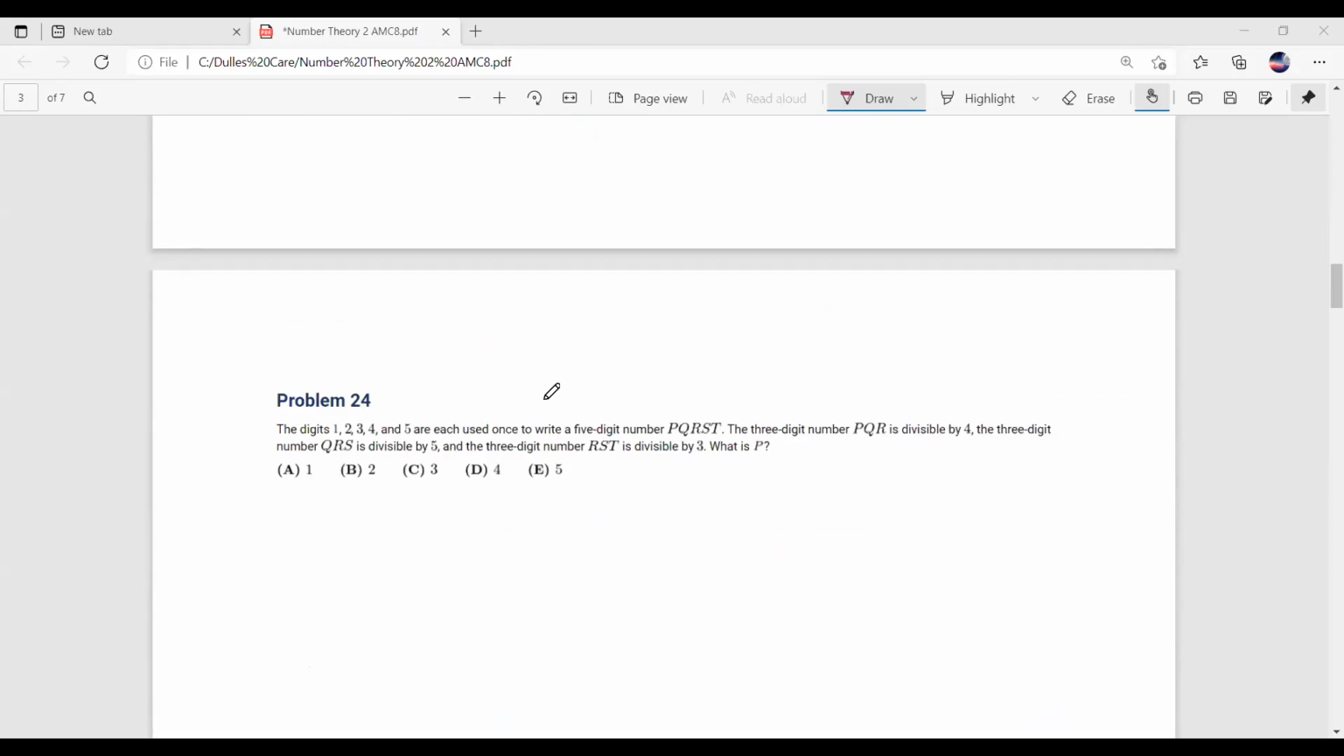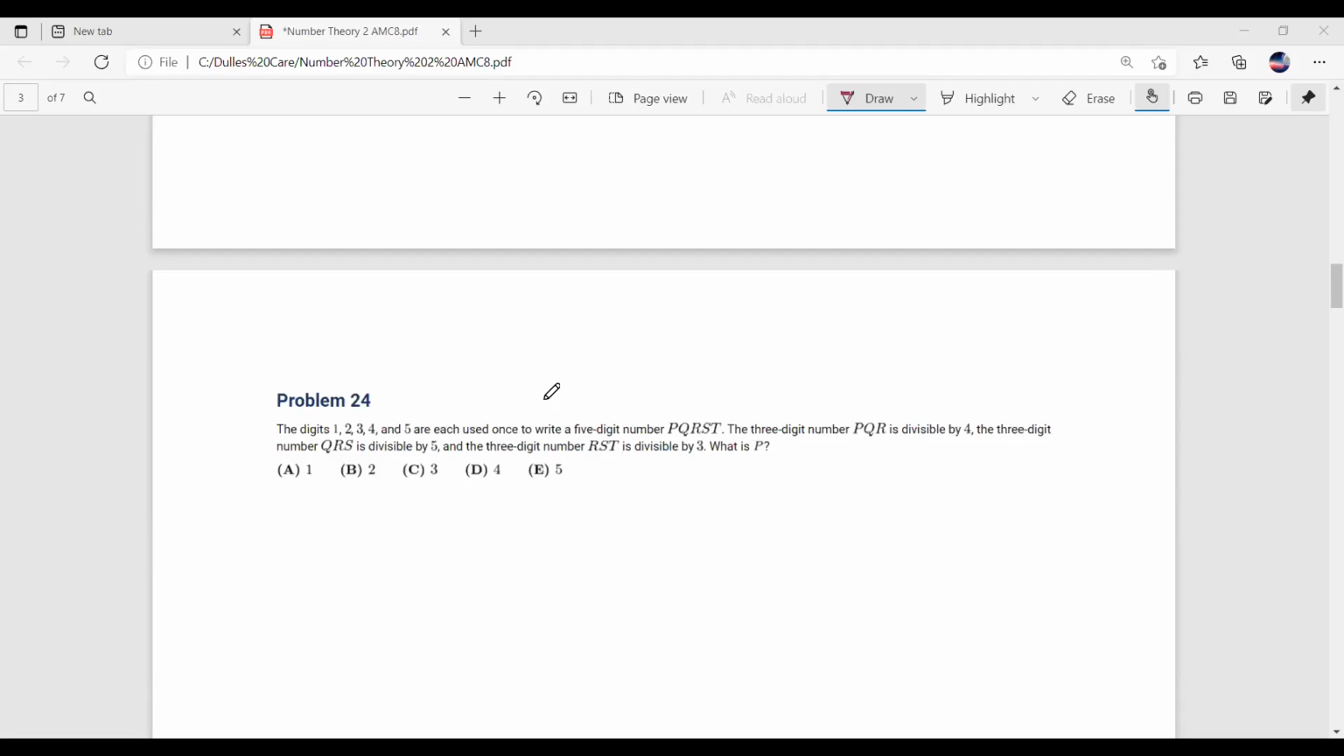The digits 1, 2, 3, 4, and 5 are each used once to write a 5-digit number PQRST. The 3-digit number PQR is divisible by 4, and the 3-digit number QRS is divisible by 5. And the 3-digit number RST is divisible by 3. What is P? Okay, so let's start with a few key things.